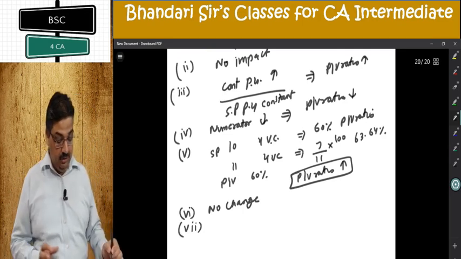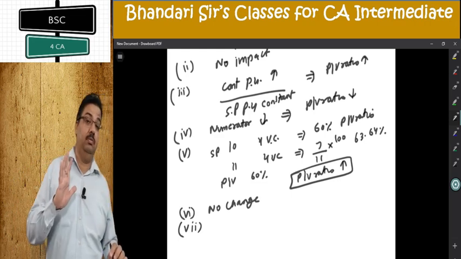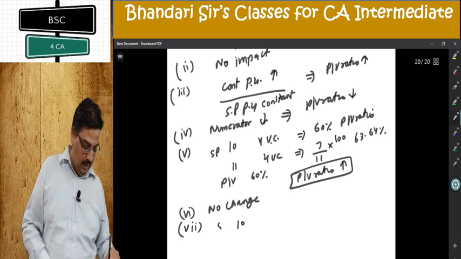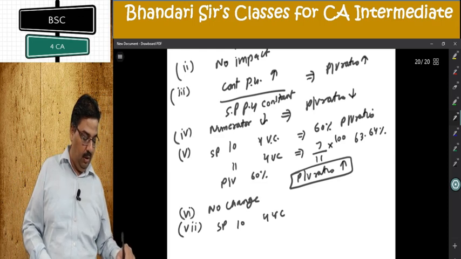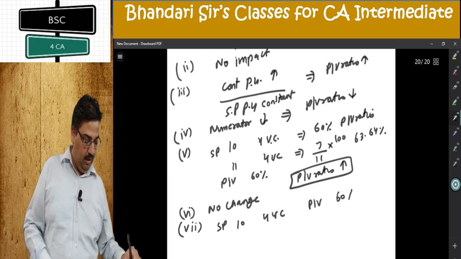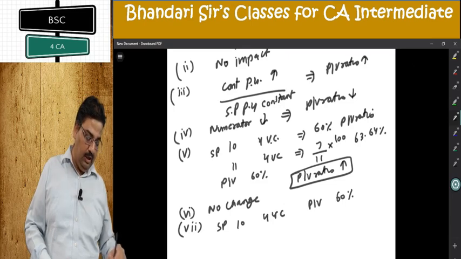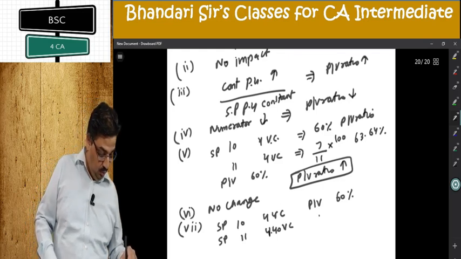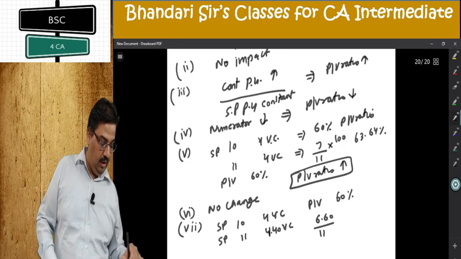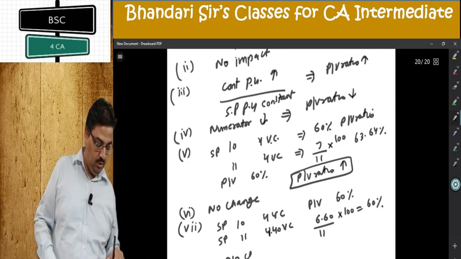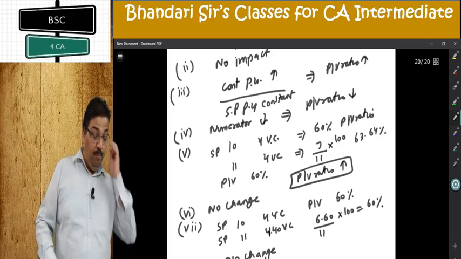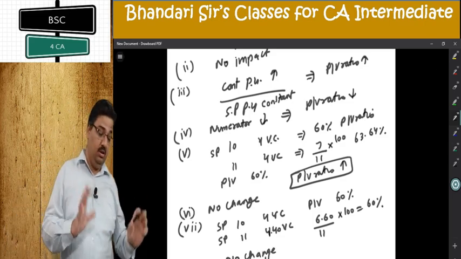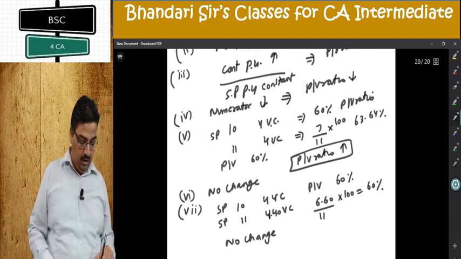Seventh part, 10% increase in both selling price and variable cost. Check it. 10 selling price, 4 variable cost, PV ratio 60%. Both increase by 10%. Selling price 11, variable cost 4.40. So 6.60 on 11 into 100, 60% again. So no change. If both increase by the same percentage, there is no change in PV ratio.